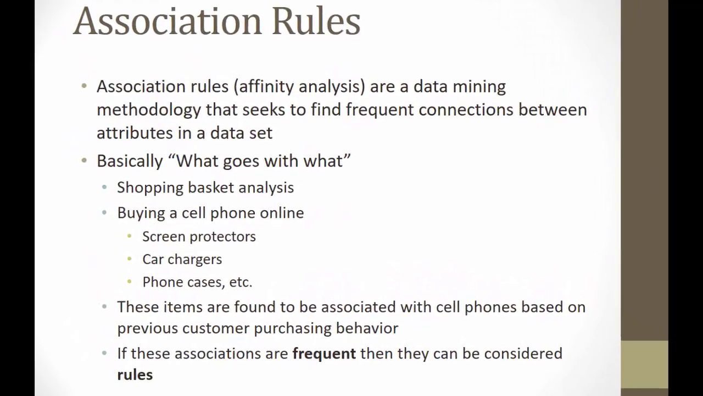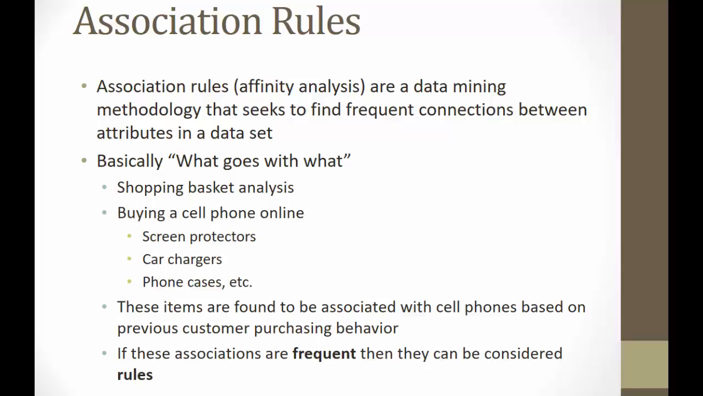Association rules analysis, or affinity analysis, is a type of data mining methodology that seeks to find frequent connections between variables in a dataset. Basically, it will answer the question of what goes with what. Association rules were originally derived from point-of-sale data that describes one transaction consisting of several products. But if you think for a second, it can apply to any other basket-like data structure.